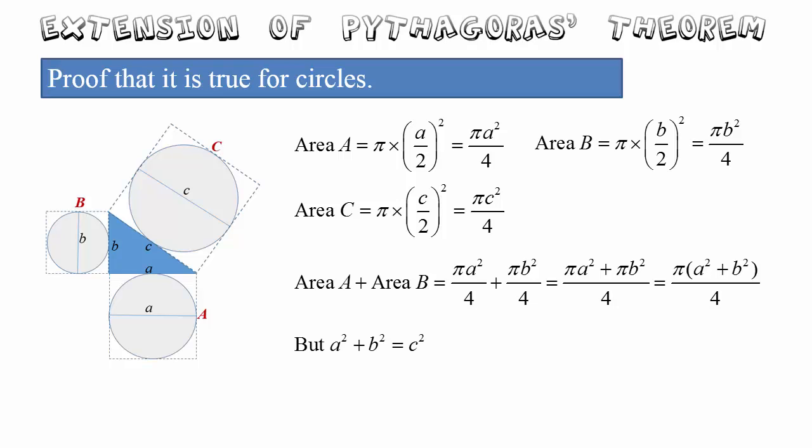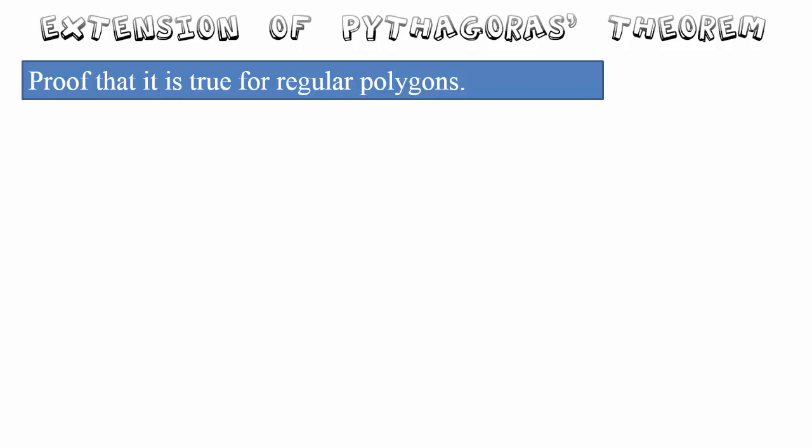But we know from Pythagoras' formula that a squared plus b squared equals c squared, so we can replace a squared plus b squared in the previous line by c squared, and we obtain area A plus area B equals pi c squared on 4, which is the same as area C that we calculated in the second line.